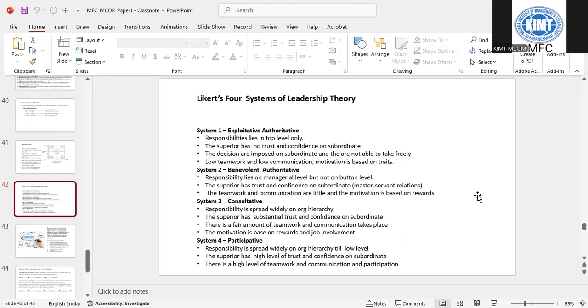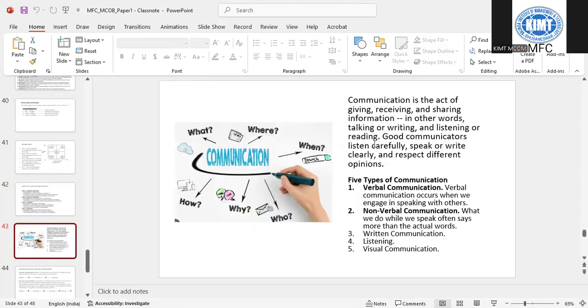Communication skill is very important. Communication skill, how many types? We'll study about that. You go to the next slide.